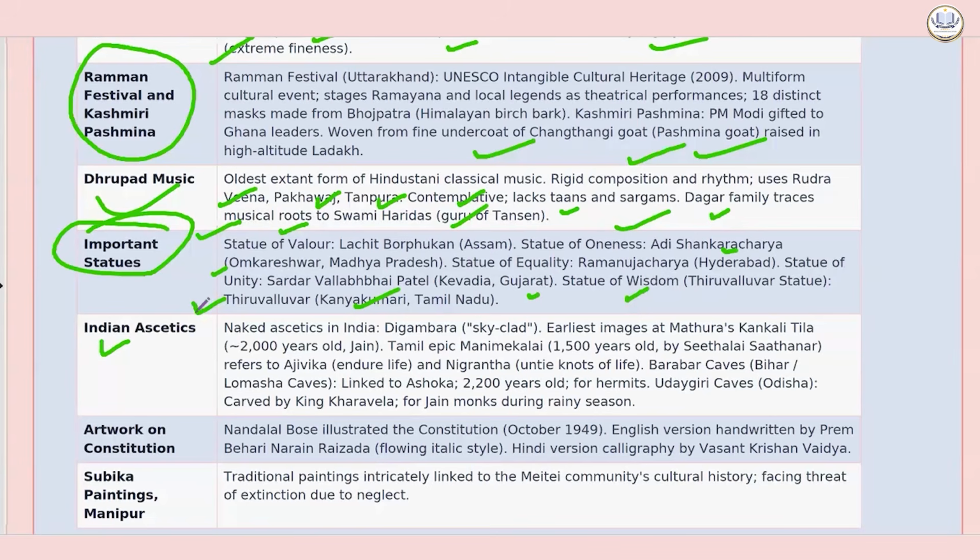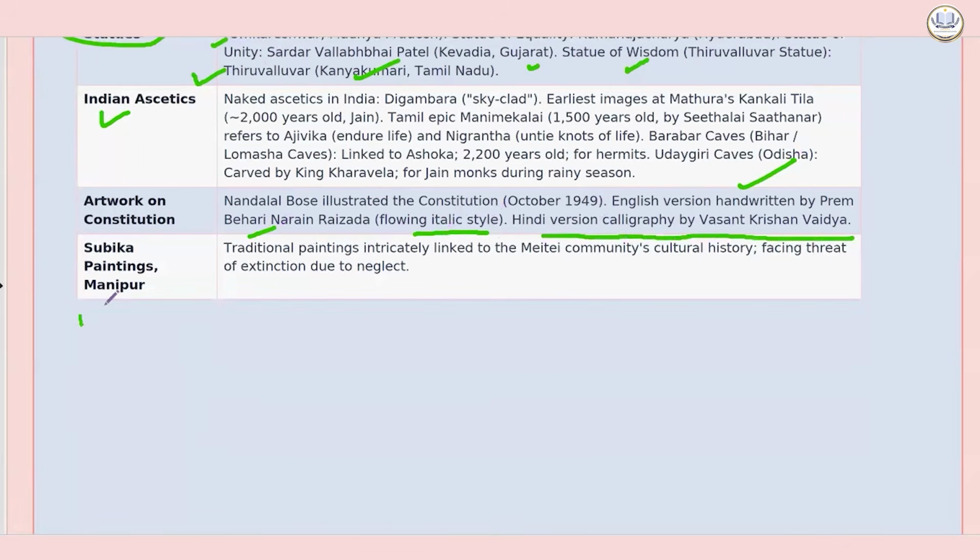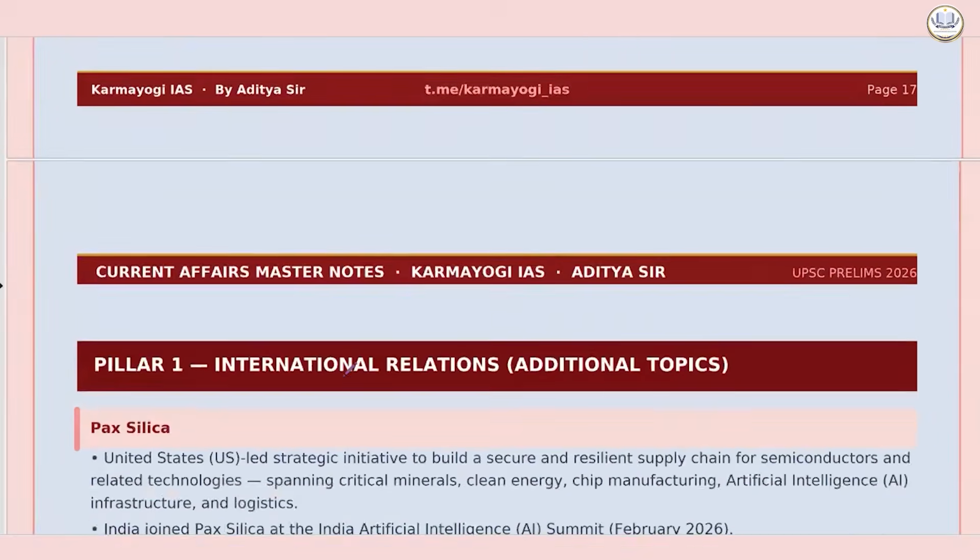Then artwork on the Constitution. Nandalal Bose illustrated the Constitution, the English version, which we have already seen. The English version was handwritten by Prem Behari Narain Raizada in a flowing italic style. The Hindi version was calligraphed by Vasant Krishan Vaidya. Then Subika paintings, Manipur traditional paintings, intricately linked to the Meitei community's cultural history, facing the threat of extinction due to neglect.